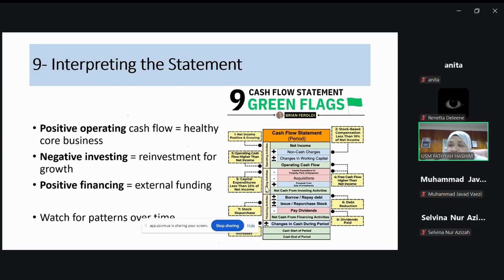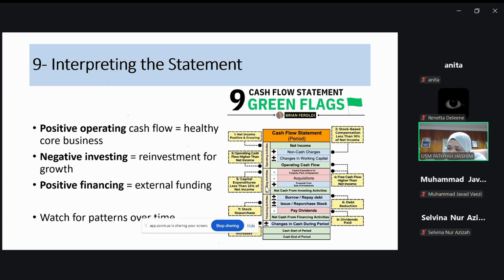And if you repurchase your shares, buy back your shares, which means that you have the ability to buy back, you have money, yeah, then it's a green flag as well. Yeah. And if you have the ability to pay dividends, and the cash flow statement shows that dividends are paid in cash, then it's good. Yeah, it's a good signal.